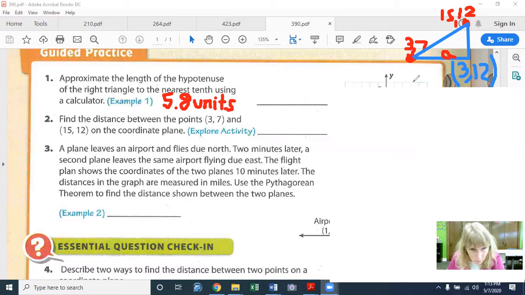So that was 3, 7, wasn't it? Yeah. So we have x2 minus x1 for the first distance. So 12 minus 7 for the first distance. That's going to be our A distance. So 12 minus 7, 5, right? So it's 5.